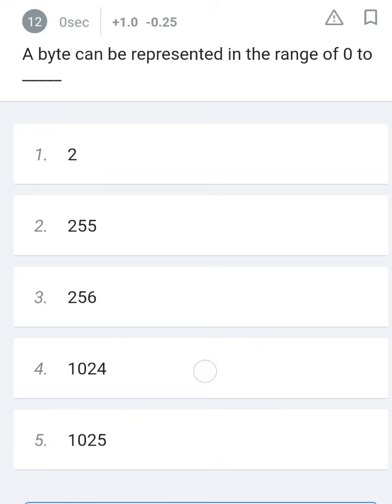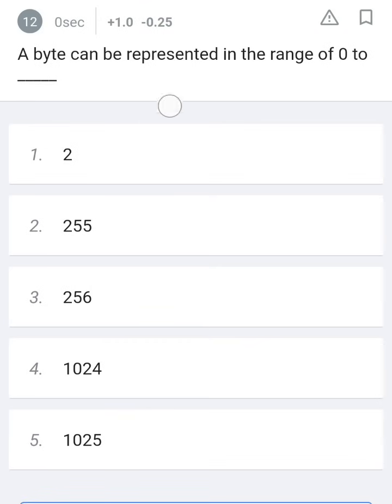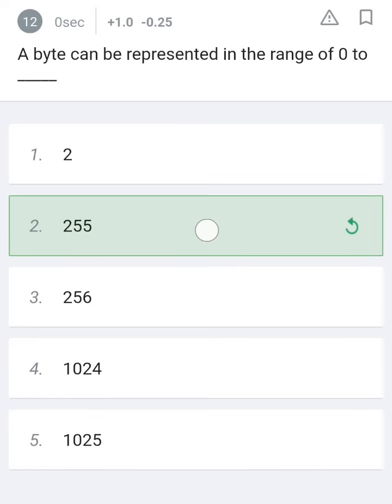Next. A byte can be represented in the range of 0 to what? The range of a byte is 0 to 255.